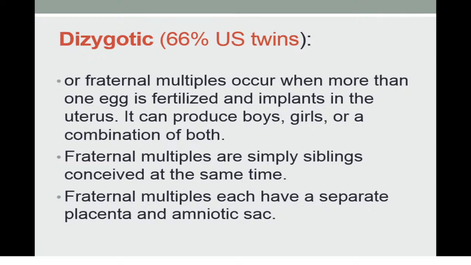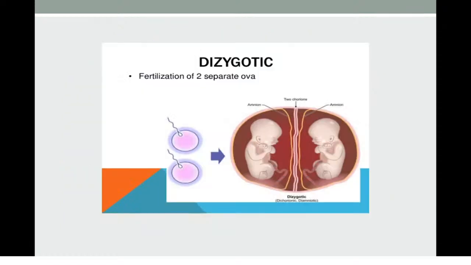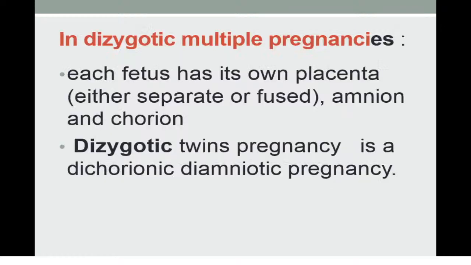Fraternal multiples each have a separate placenta and their own amniotic sac. Here is presented dizygotic fertilization of 2 separate ova. They develop and grow in the one uterus, simultaneously dependent on each other. In dizygotic multiple pregnancies, each fetus has its own placenta. Sometimes they may be fused, but in most cases they are separated. So, any fetus has its own placenta, amnion, and chorion.